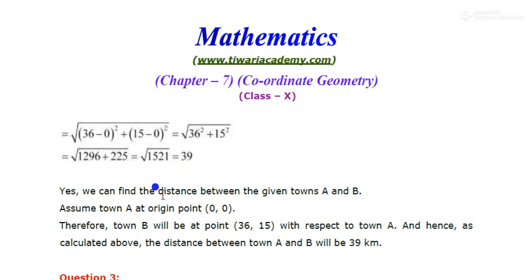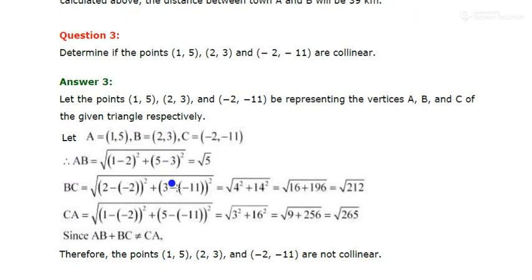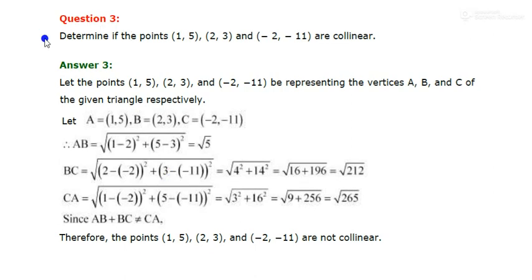Okay, now come to the next question, question number 3. Now see what is given in question number 3. Determine if the points (1, 5), (2, 3) and (minus 2, minus 11) are collinear. It means we have to show that these 3 points are collinear. Now see, if these 3 points are collinear, then the sum of two sides will be equal to the third side. But if these 3 points are not collinear, then the sum of 2 sides will not be equal to the third side. So let us start.